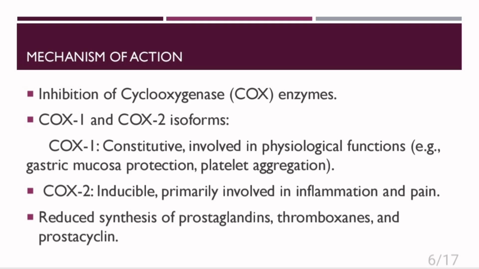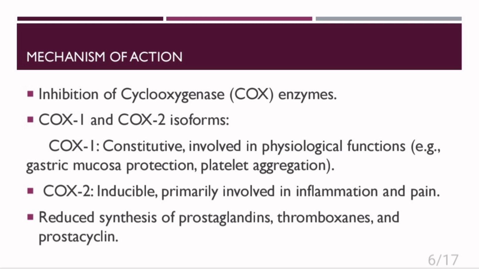Mechanism of action. Cyclooxygenase is responsible for the pain and inflammation by producing prostaglandins, which are the chemical messengers that contribute to the inflammation response. There are mainly three types of COX. Here I have mentioned only two, COX-1 and COX-2, which are studied in this chapter. COX-1 is constitutive and involved in physiological functions, for example gastric mucosa protection and platelet aggregation, whereas COX-2 is inducible and primarily involved in inflammation and pain.